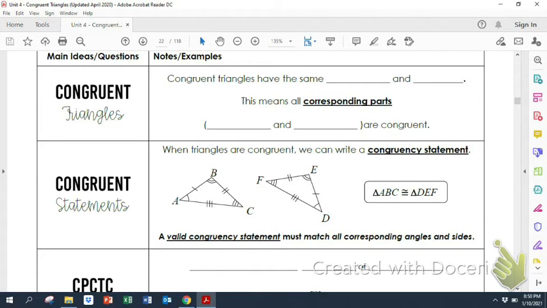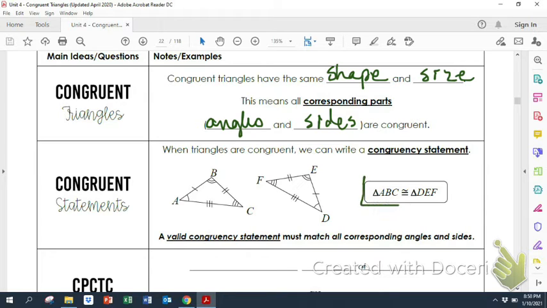So first of all, congruent angles have the same shape and size. This means all corresponding parts. So that means your angles and your sides are congruent. So congruent statements, when angles are congruent, we can write a congruency statement.